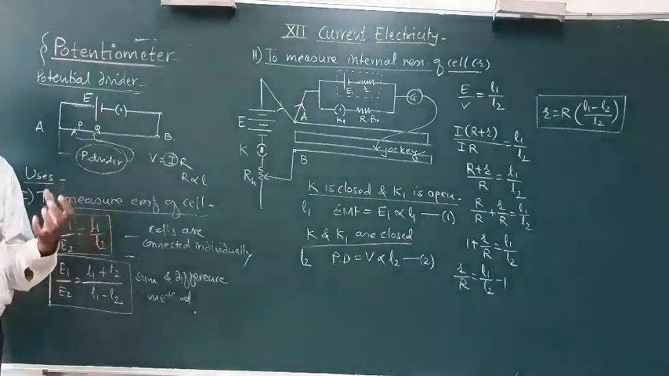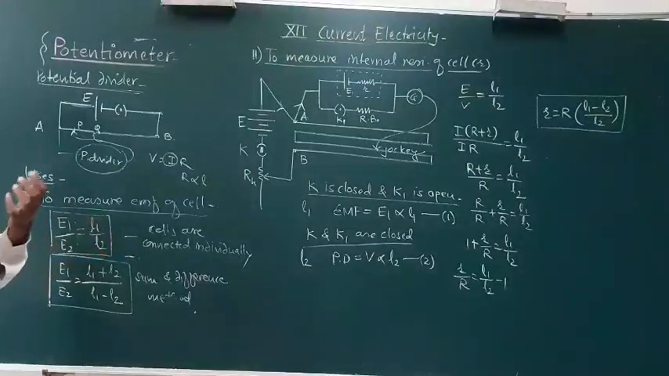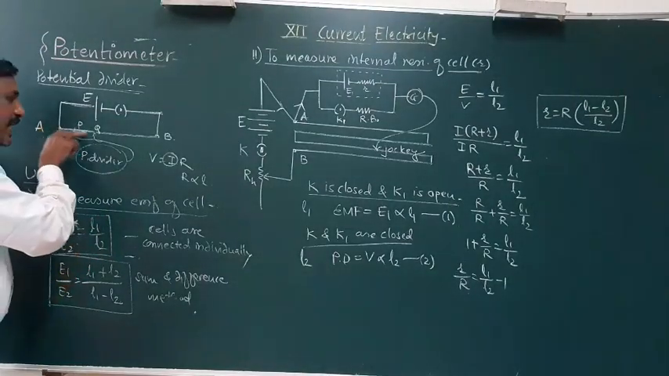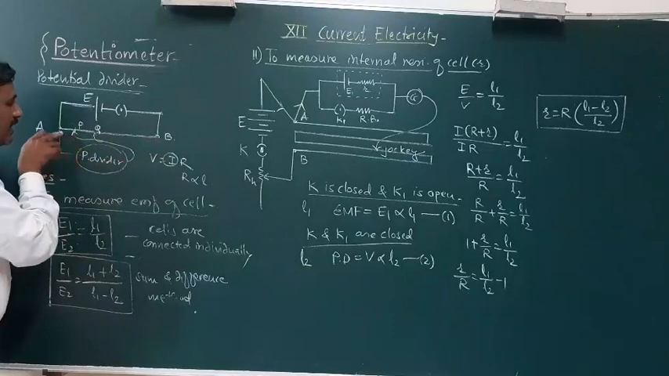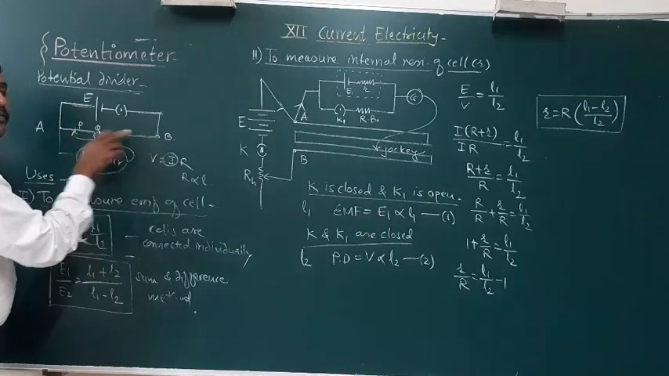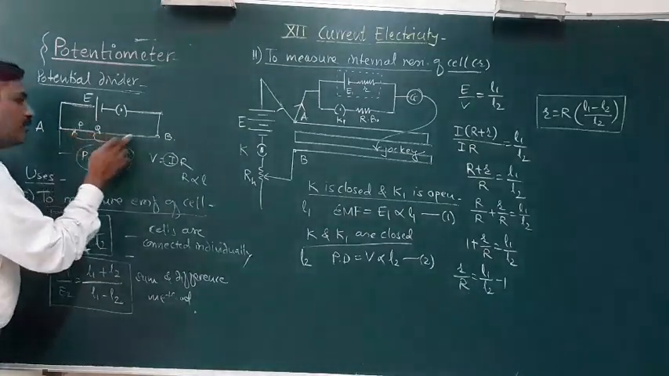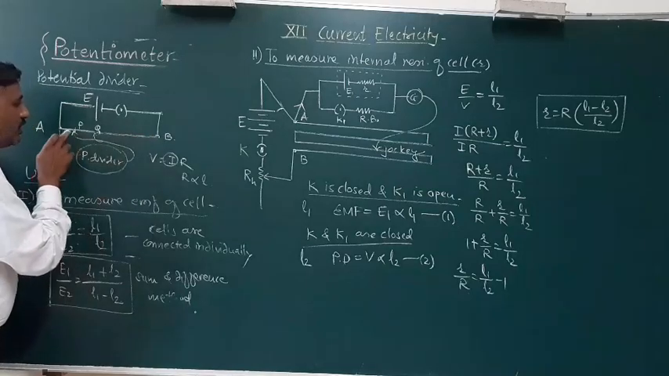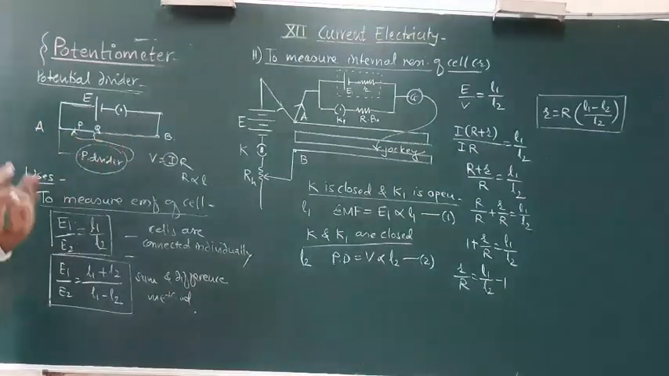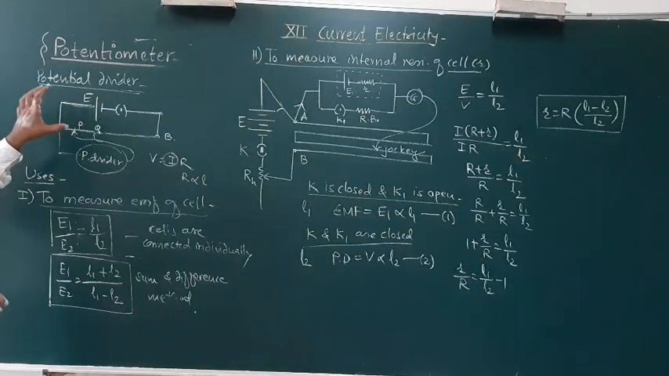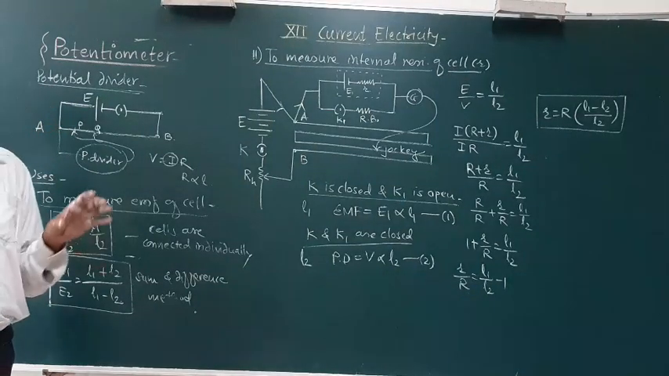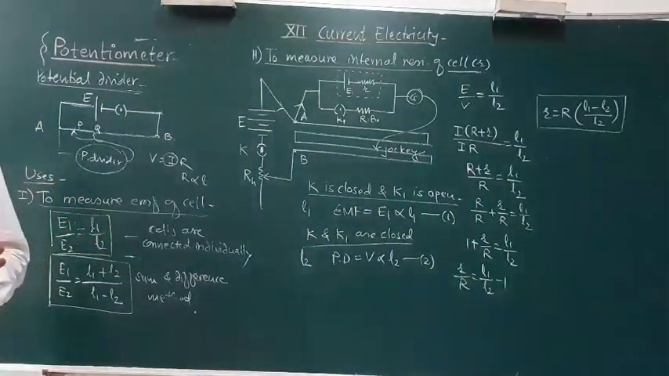Potential divider means it varies the potential, it changes the potential by sliding the key of the divider on the wire AB. In this way, we can vary or change the potential. This is the use of the potential divider.